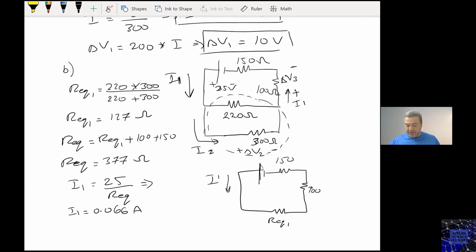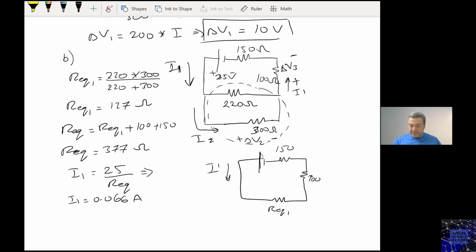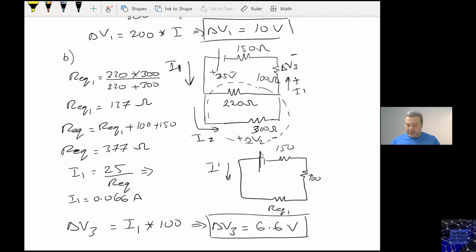Okay, so I found this current. Let's go back to our circuit to see what we need to find. All those notations we put. I need delta V2, I need delta V3, right? So delta V3, now I found the current I1, so delta V3 will be as shown, I1 times 100. Then delta V3 equals 6.6 volts. This is what the voltmeter is going to read.